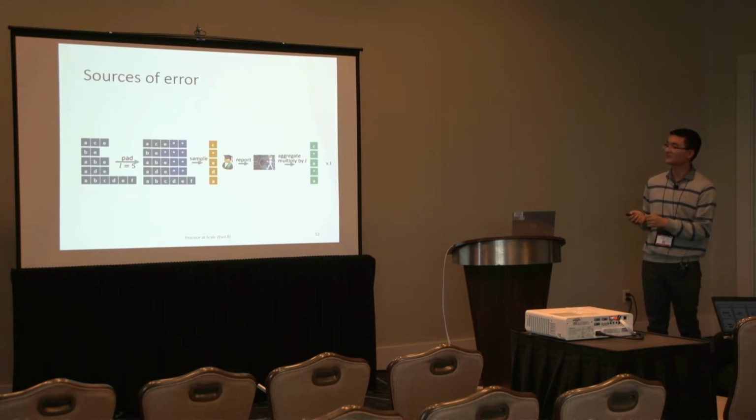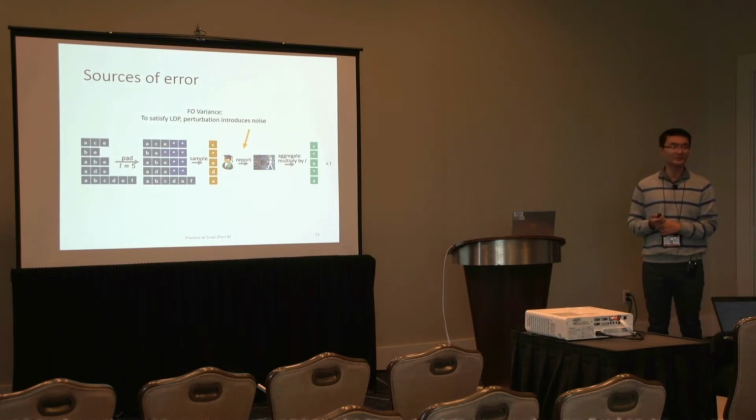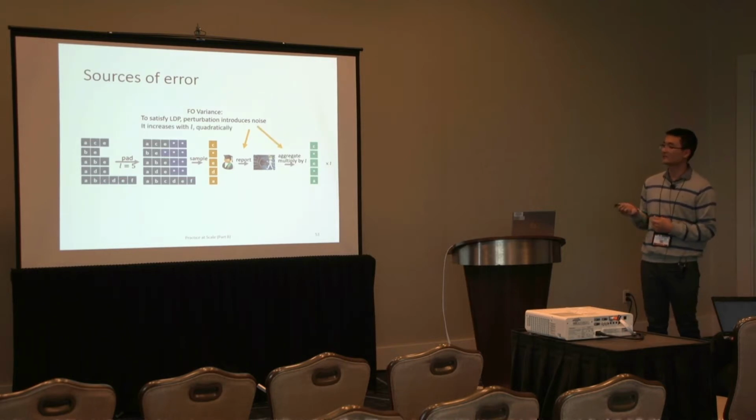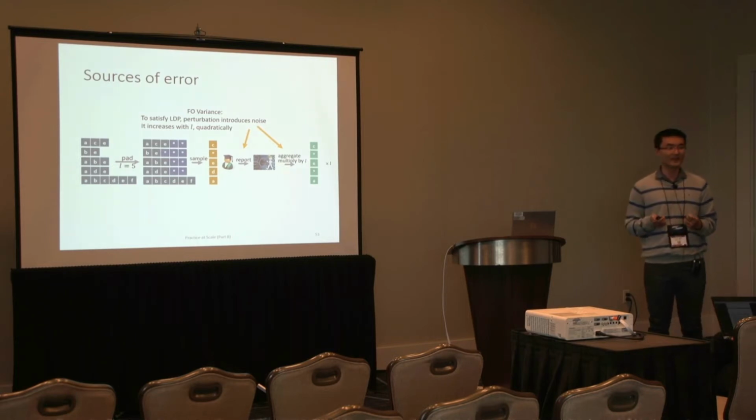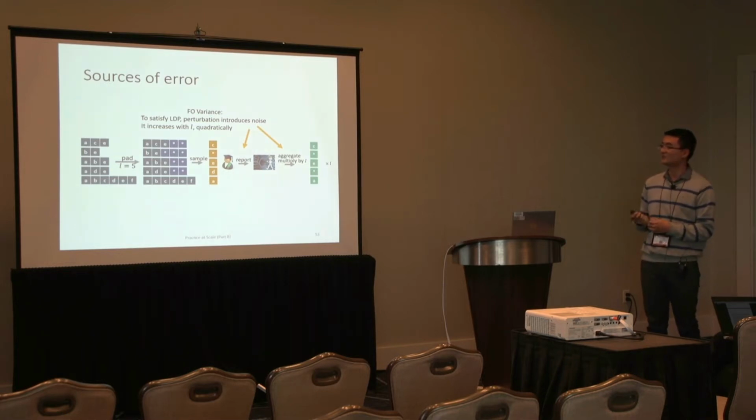So the first observation is that there are basically two phases that will add noise. One is this reporting or perturbing thing of the frequency oracle. Another is that because the result is multiplied by L, the variance is multiplied by L squared, which is quite bad if we use a very large L.